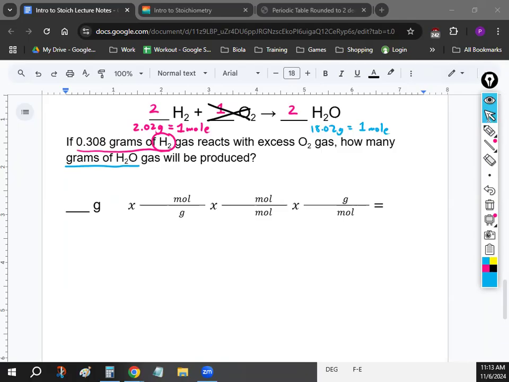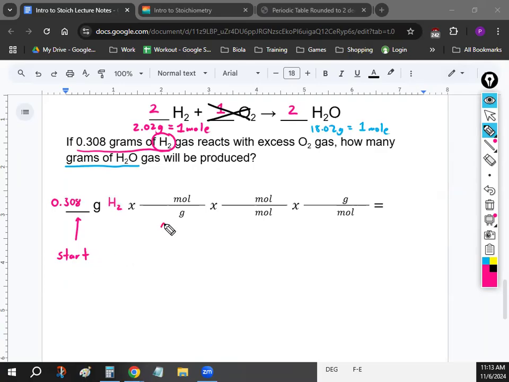So we're going to use the exact same setup as before, and we're going to plug in the numbers in the same way, okay? So if you guys remember, this first blank is going to be with our starting chemical. So it's going to be the 0.308 grams of H2. So we're going to plug in 0.308 grams of H2. So that's the first step.